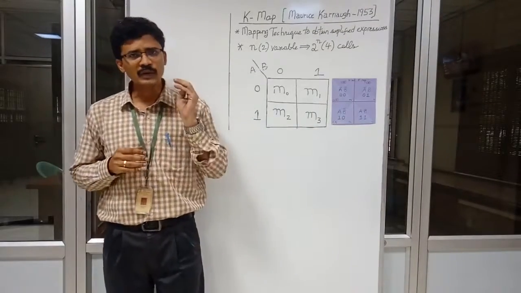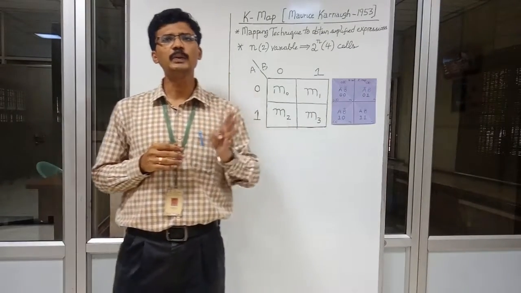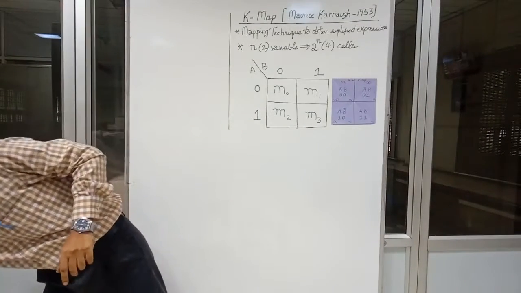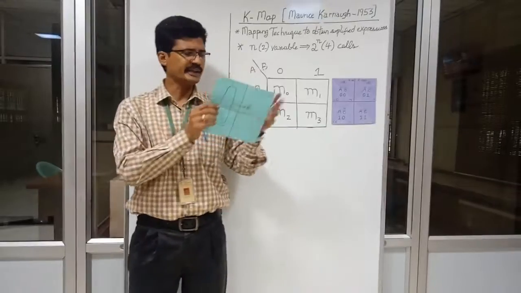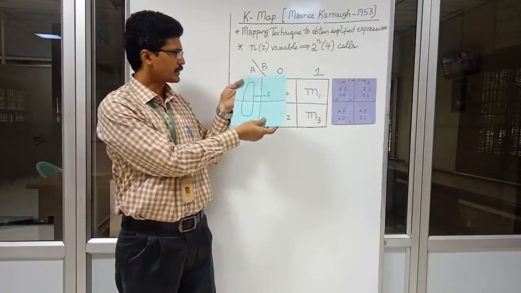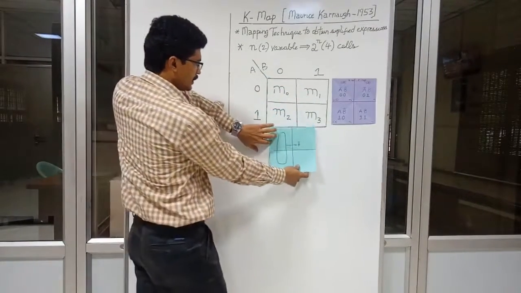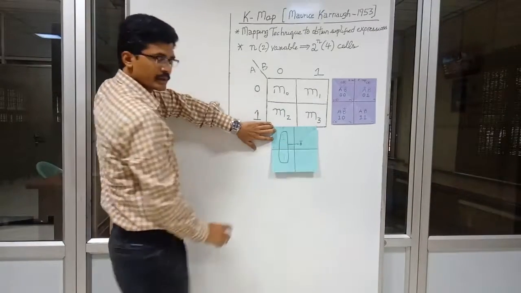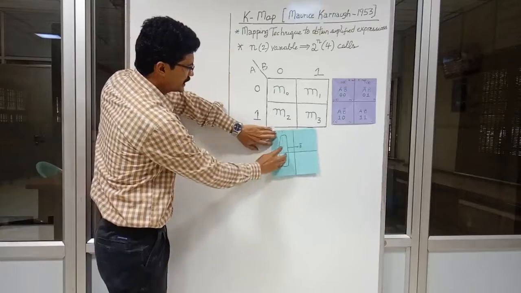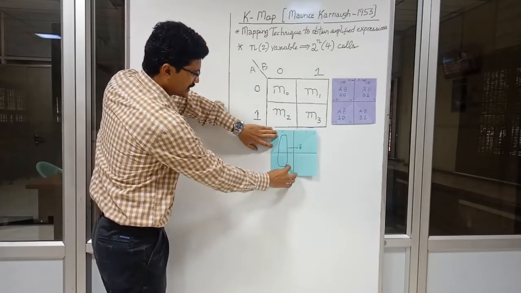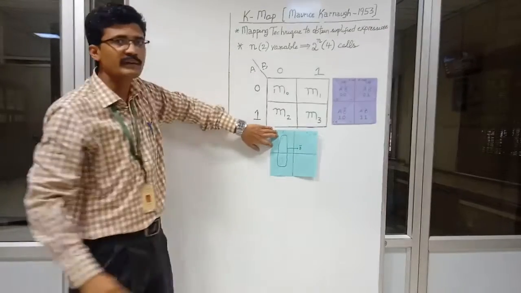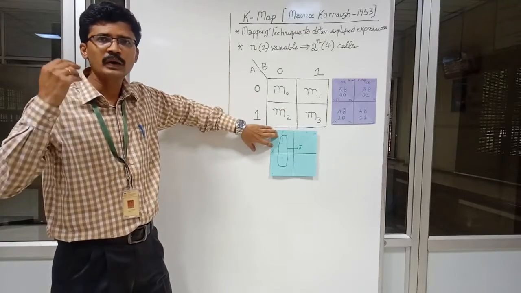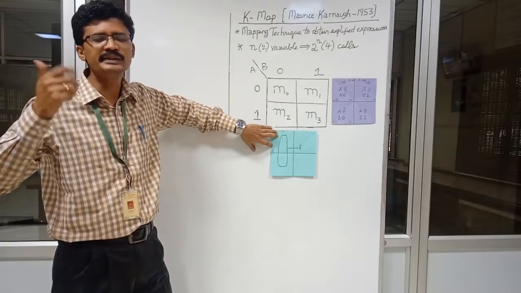I'm going to take 4 different examples for this 2-variable K-map, step by step. The first example is this. Over here, it moves in this direction. Over here, A bar, A, B bar, B. I have marked 2 ones here. The ones are supposed to be combined. I can combine 4 ones together, or 2 ones together, or a single one as a standalone.